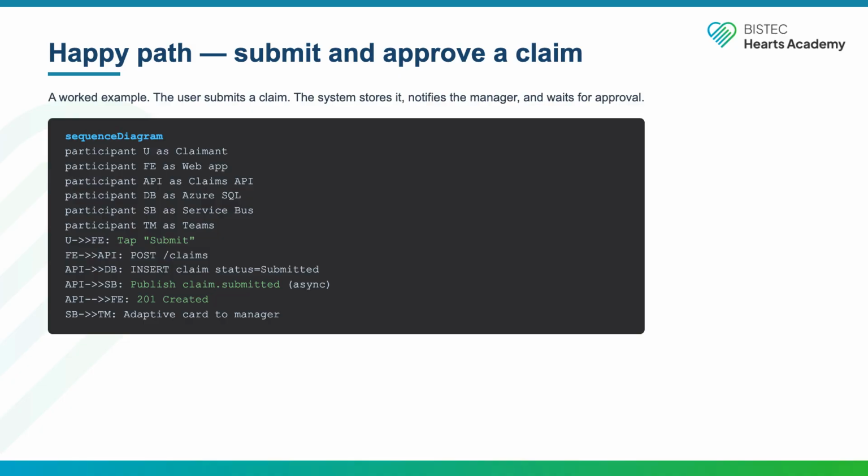The web app calls POST /claims on the API. The API inserts the claim into the database with status submitted. Then the API publishes a claim.submitted event to Service Bus. That is async. The API immediately returns 201 created to the web app. Service Bus delivers the message to Teams, which sends an adaptive card to the manager. That is the happy path. 6 lines of Mermaid. Anyone on the team can read this and understand exactly what happens when a claim is submitted.